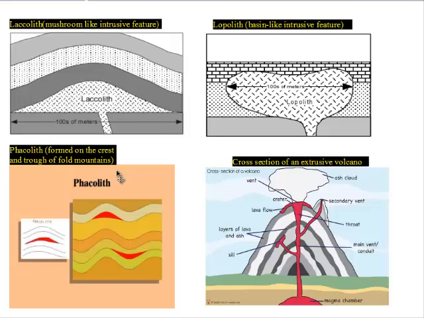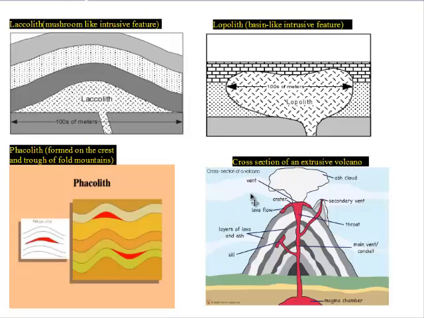We also talked about phacoliths. We said phacoliths are formed on the crest of anticlines and trough of synclines. So normally, because mountainous areas have anticlines and synclines, which are valleys, this kind of intrusion happens in mountainous areas. We also looked at the cross-section of an extrusive volcano.